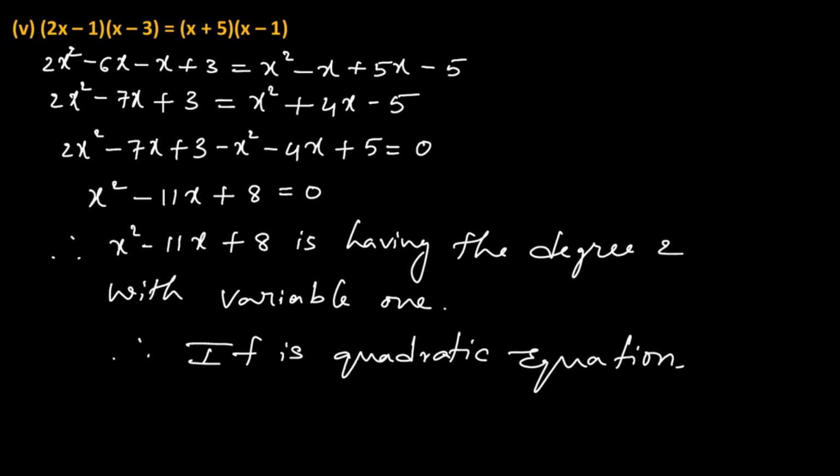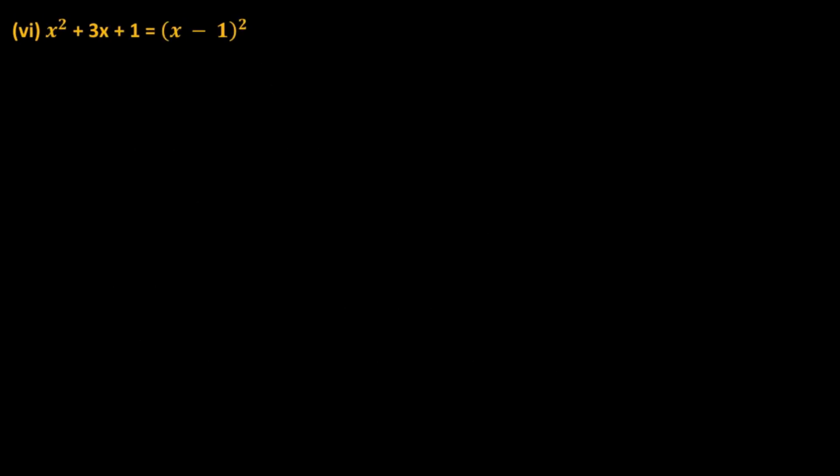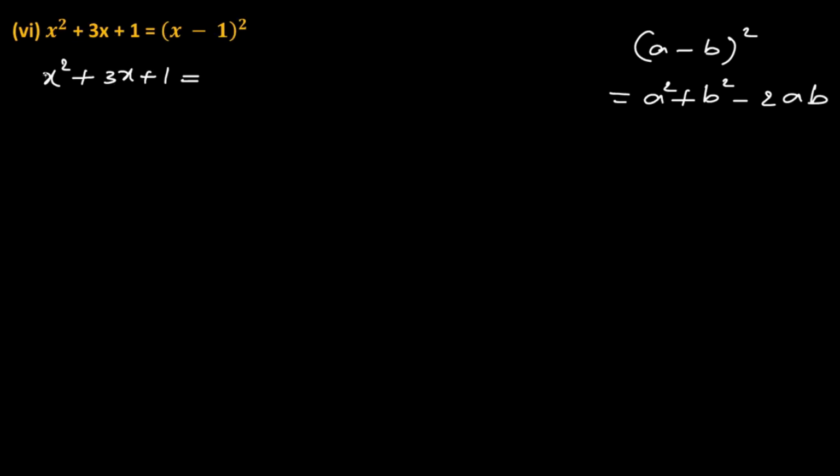Next question. x square plus 3x plus 1 is equal to (x minus 1) whole square. Okay. No need to simplify the left hand term. So just compare this (x minus 1) with (a minus b) whole square, which is equal to a square plus b square minus 2ab. Here a is equal to x and b is equal to 1.